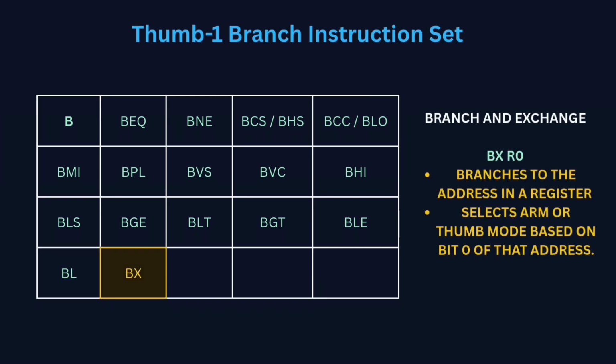BX is nothing but branch and exchange. It branches to the address contained in a register. The processor also examines bit 0 of that address to determine the instruction set. That is 0 for ARM mode and 1 for Thumb mode. Let's now implement a simple Thumb-1 program that demonstrates how branch instructions control program execution.